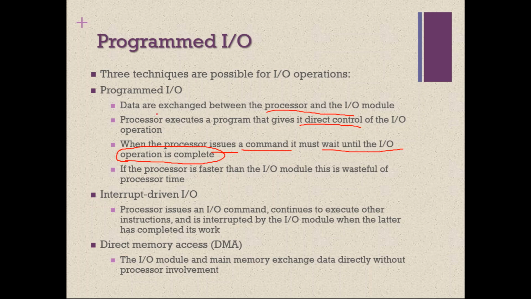This scheme is used to exchange data between the processor and the IO module. That is, you can send data from the processor to the IO module or from the IO module to the processor. But the drawback is, if the processor gives a command to perform an IO operation, then until that IO operation is completed, the processor should wait. Generally, the processor will be faster than the IO module, so this is a waste of processor time. This is how programmed IO works.